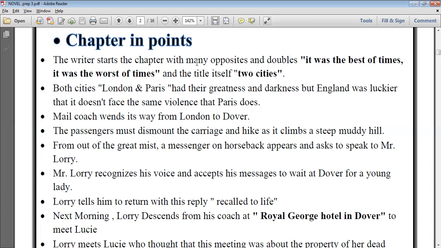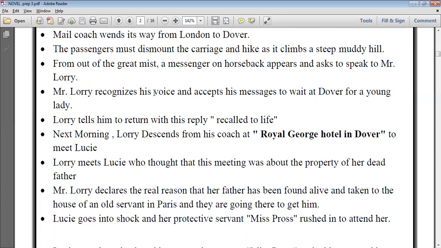Next morning, Lorry descends from his couch. Descends means goes down from his couch at the Royal George Hotel in Dover to meet Lucy. Lorry meets Lucie, who thought that this meeting was about the property of her dead father.